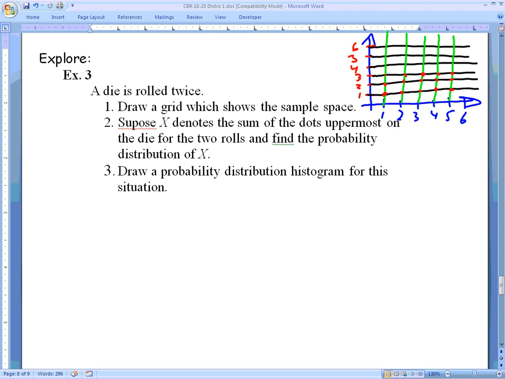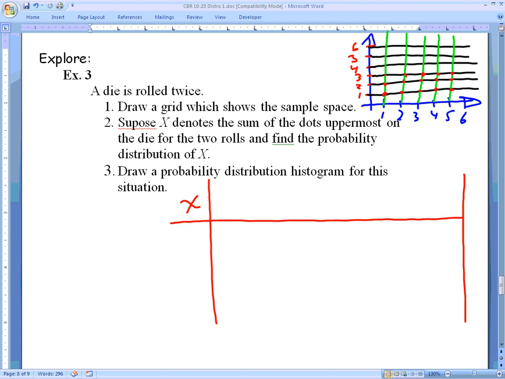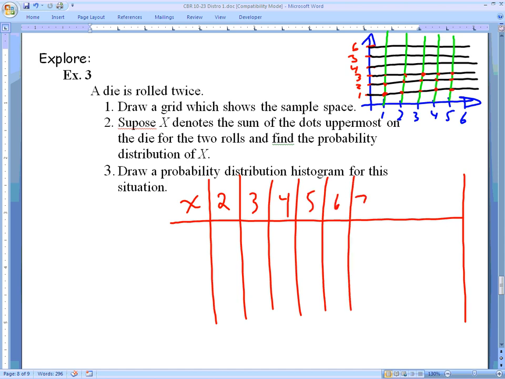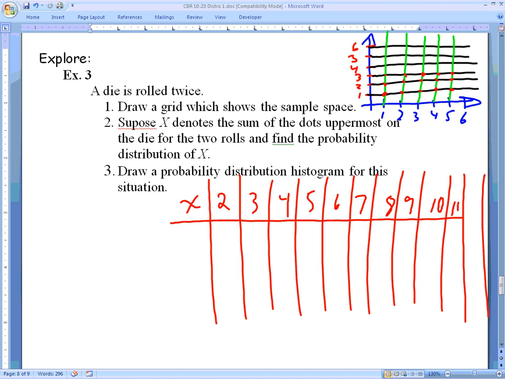Well, the highest number that we can have is a 12. And the lowest number that we can have is a 2, right? 1 plus 1 will give us a 2. And then we can have everything in between there. So 2, 3, 4, 5, 6, 7, 8, 9, 10, 11, and 12.